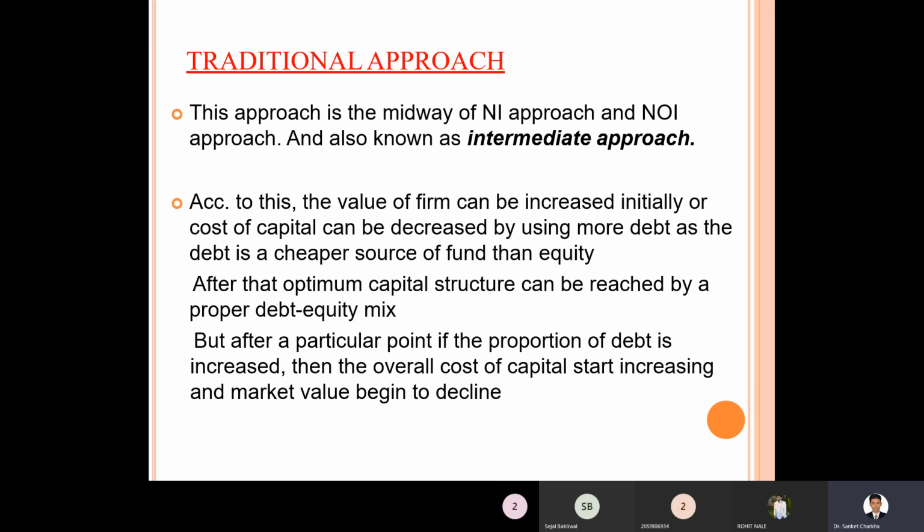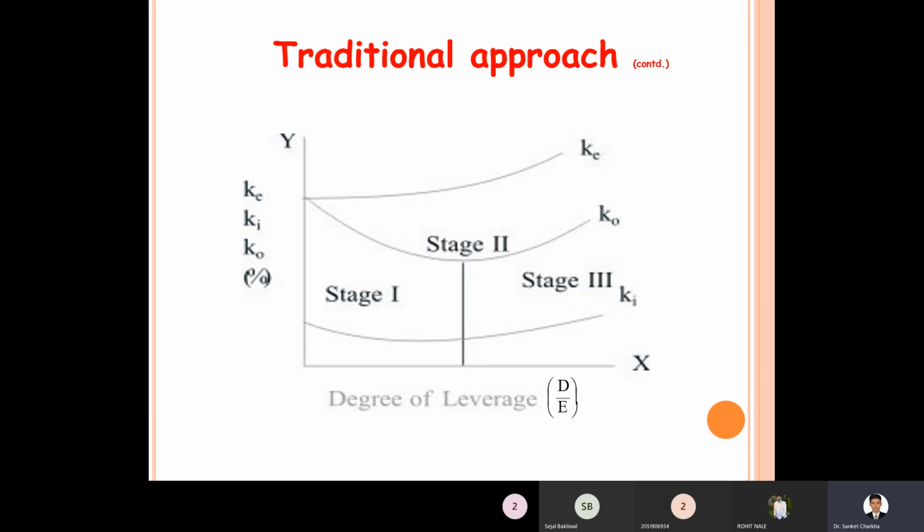Now, after a particular point of time, if the proportion of debt is increased, then the overall cost of capital starts increasing and market value begins to decline. But after a certain proportion, what has been found is that if the debt value is increased beyond a certain stage, then the overall cost of capital starts increasing and the market value of the firm declines or decreases. So in this way, the traditional approach has been proposed.